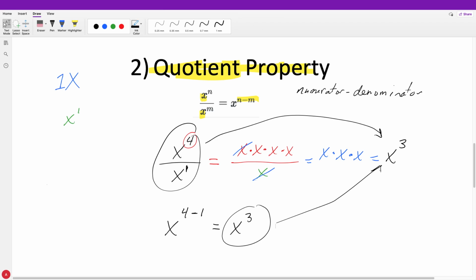And the reason why is when we expand them out, we would be simplifying and crossing out some of those bases. And it's eliminating them. So we can then just subtract that from the total that we have. All right, that is our quotient property. Now let's go ahead and talk about our next property.